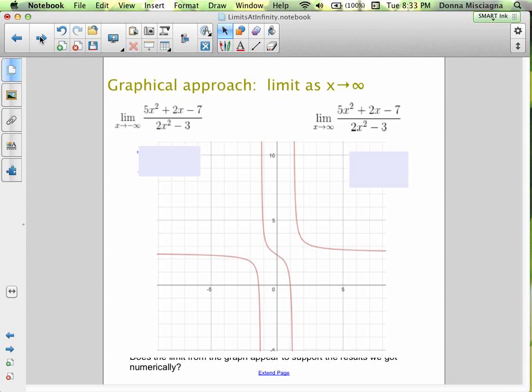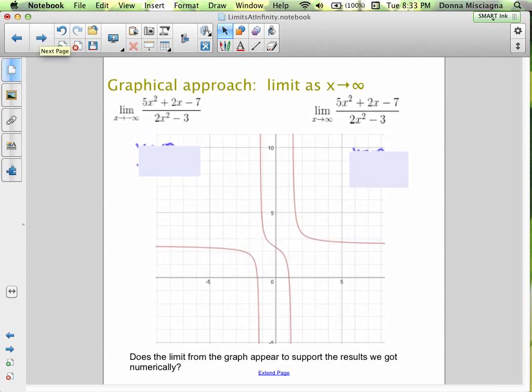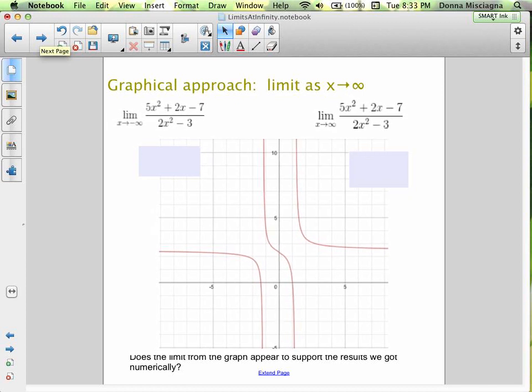Let's look graphically. Here we can see the left-hand side and the right-hand side. Does the limit from the graph appear to support the results we got numerically? Notice our graph seems to be leveling off. It's not as easy to see the values here because these are going up by 5, but it does appear we're leveling off about halfway in between 5 and -5.